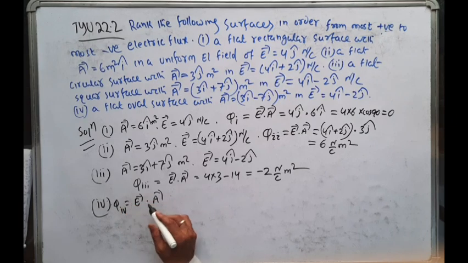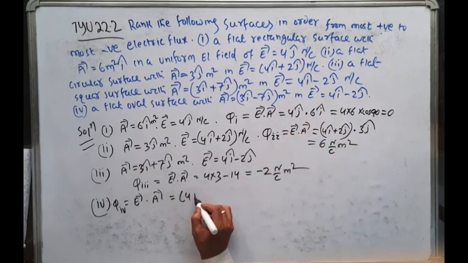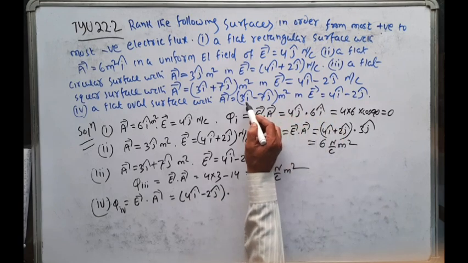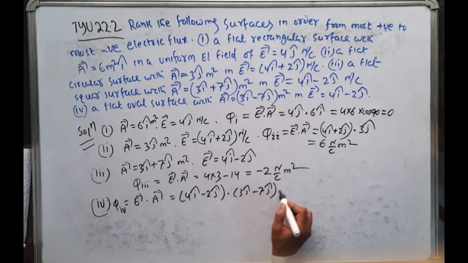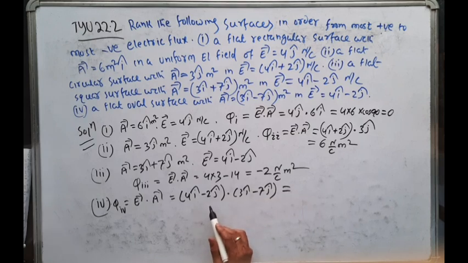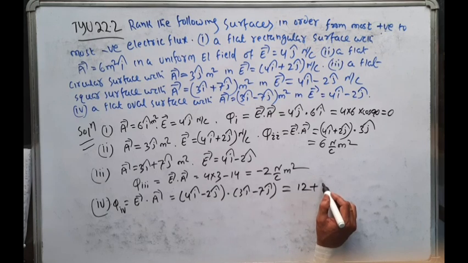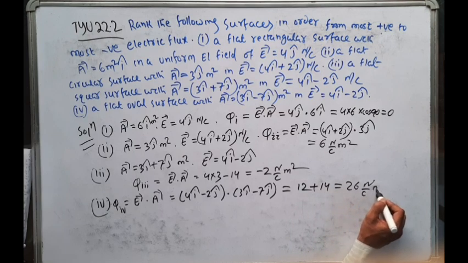Flux in the fourth case, E dot A. E is equal to 4 I cap minus 2 J cap. Dot the area vector, which is 3 I cap minus 7 J cap. Just take the product. 4 times 3 is 12, minus times minus is plus, 7 times 2 is 14. That is 26 Newton per coulomb meter square.